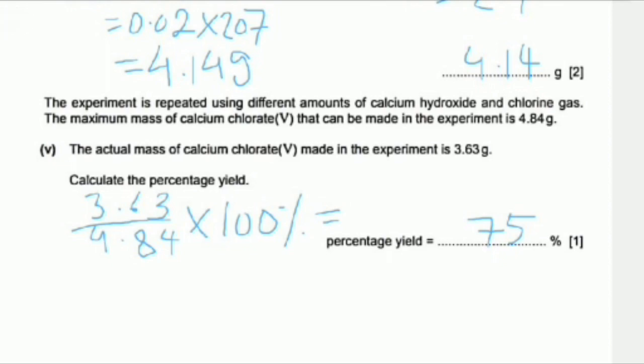Calculate the percentage yield. For calculating the percentage yield, you'll have to divide the actual mass by the theoretical mass and then multiply by 100. So 3.63 is the actual mass, divided by 4.84 and multiplied by 100%, we got 75%.